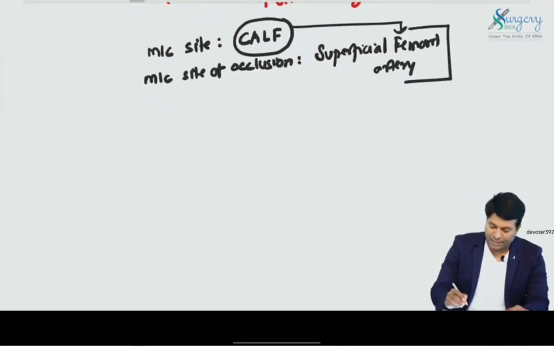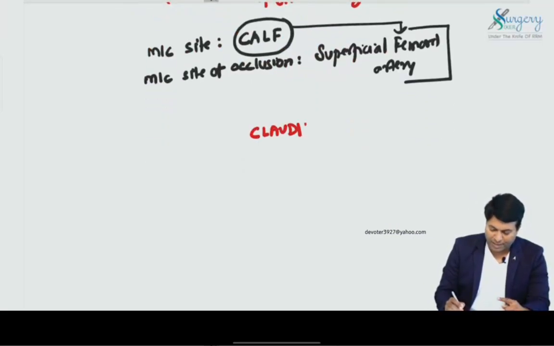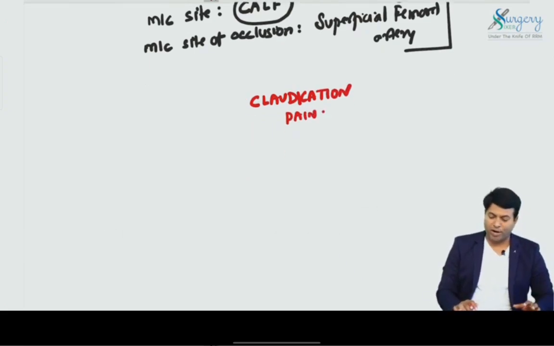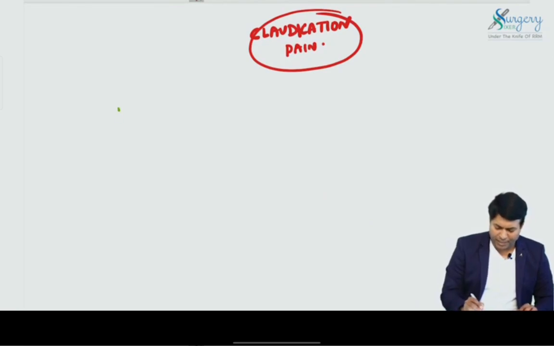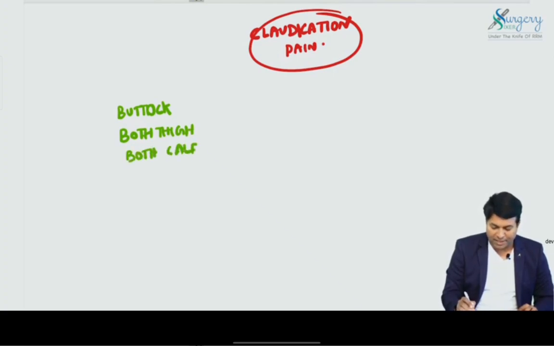And regarding the various claudication pains, I want to tell you because this question came in the National Board Exam 2020. So claudication pain, where is it present and how is it presenting? That point you should not forget. So claudication pain in buttock, both thigh, both calf. Where is the obstruction? Can you tell me? That is the question that came in the exam.